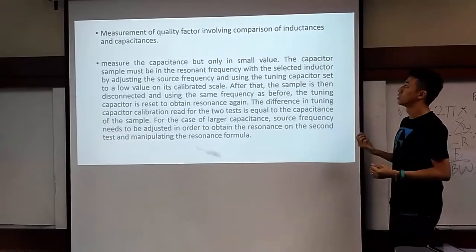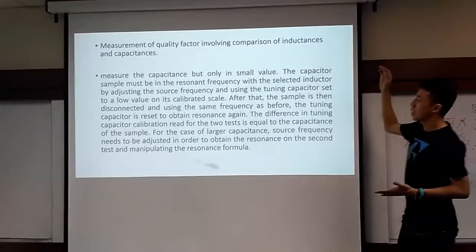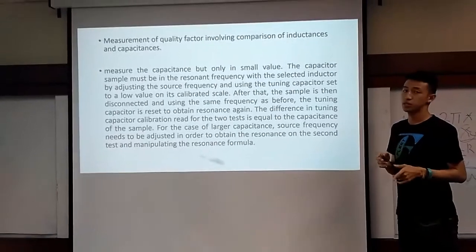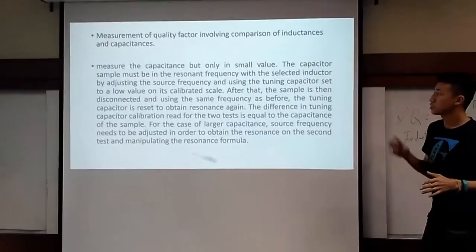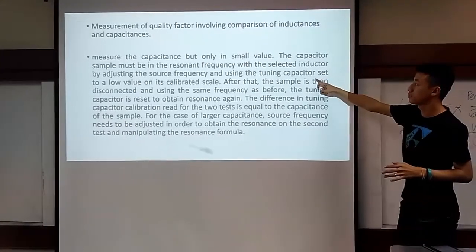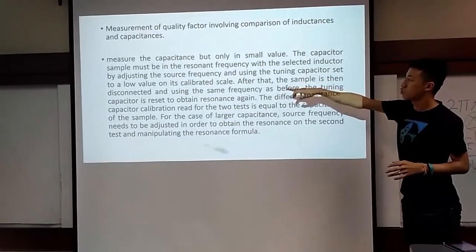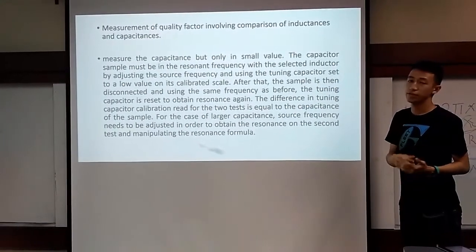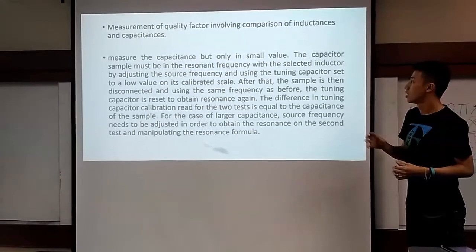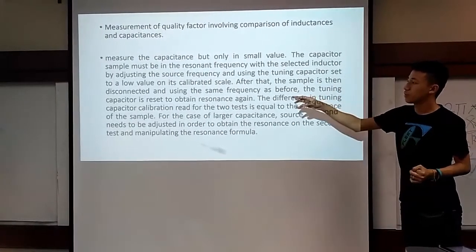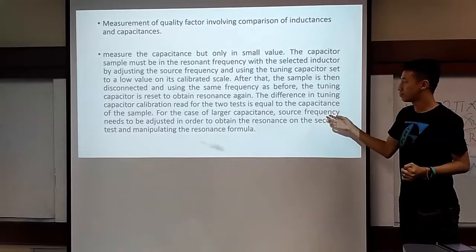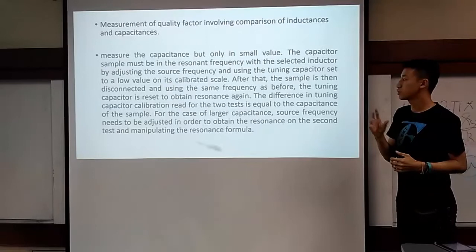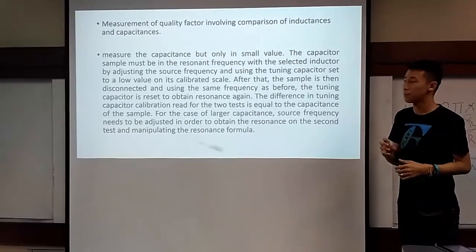The last application of the Q meter is to measure capacitors, but only of small value. As we mentioned before, the capacitor sample must be in resonance with the inductor; L and C must be in resonance. By adjusting the source frequency and using the tuning capacitor, it is set to a low value on the calibrated scale. After that, the sample is disconnected, and using the same frequency, the tuning capacitor is adjusted to obtain resonance again. The difference in tuning capacitor calibration for the two tests is equal to the capacitance of the sample.